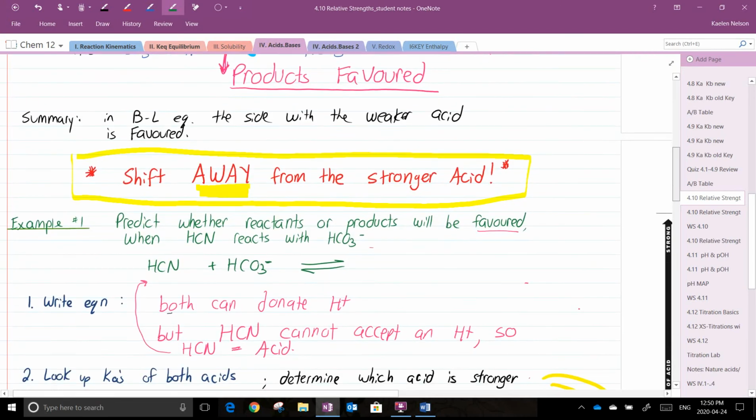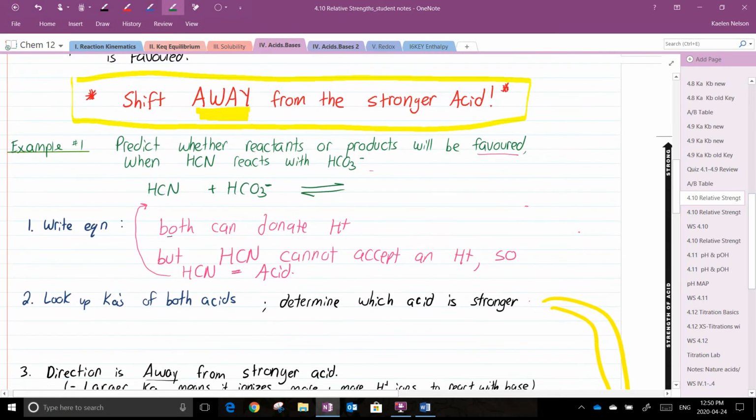Okay, my example number 1 here asks us to predict whether reactants or products will be favored when HCN reacts with HCO3 minus. So first of all, I haven't had my ending written for me, so I have to do that first. So I need to look at my reactants and see that both of them can donate an H. I have an H here and an H here. So that doesn't help me right away, but I can recognize that HCN absolutely cannot accept an H+.